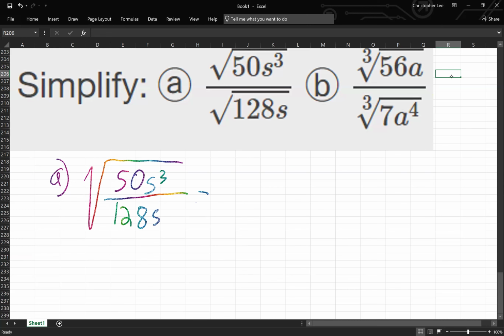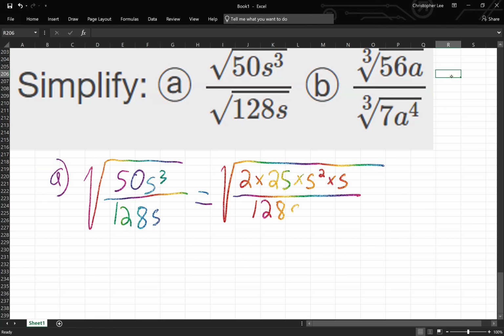I know I can do 2 times 25, times s squared times s, all over 128s, right?